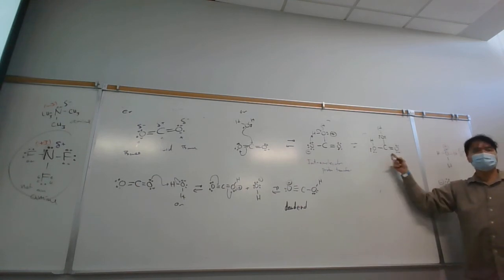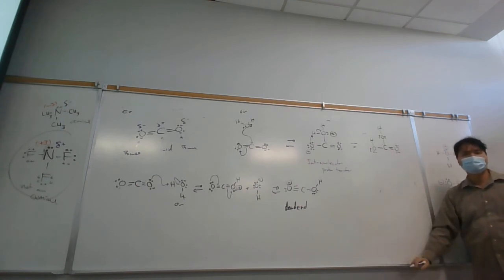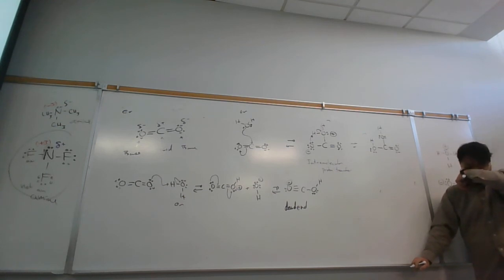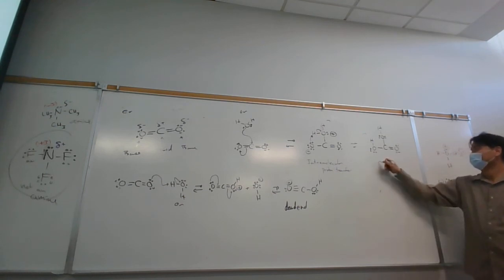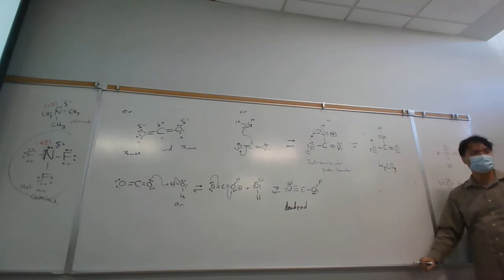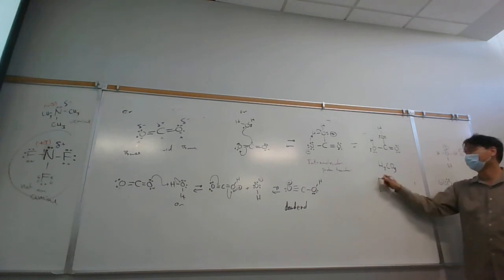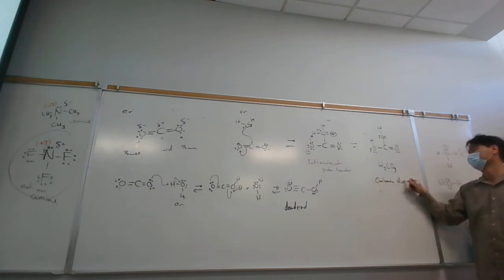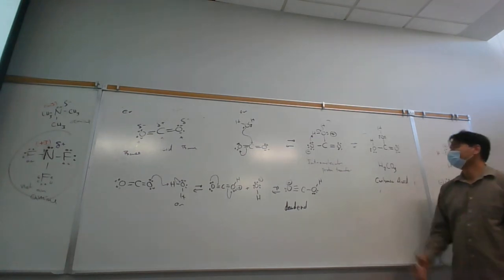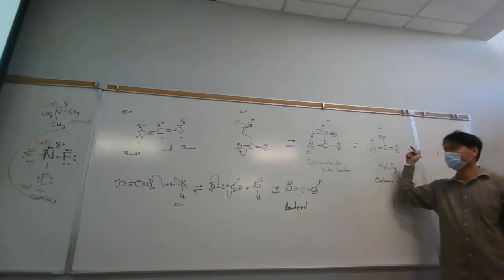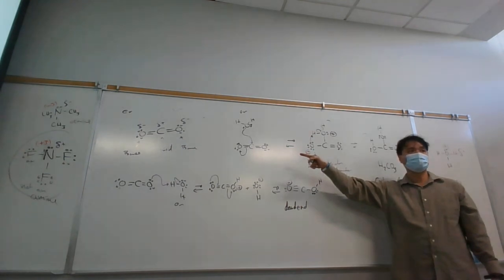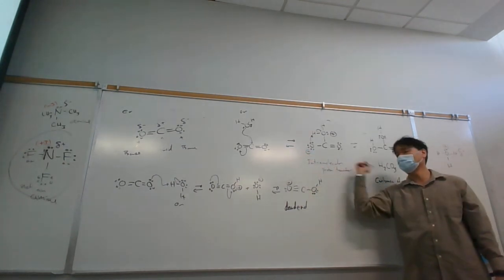Do you recognize this molecule? Acetic acid? No, not acetic acid. It's H2CO3. What's H2CO3 called? Carbonic acid. Carbonic acid is inherently unstable and decomposes into CO2 and water, but this is an equilibrium.